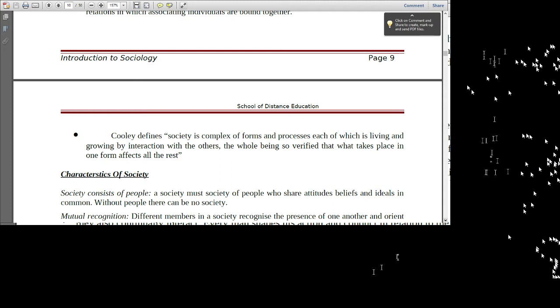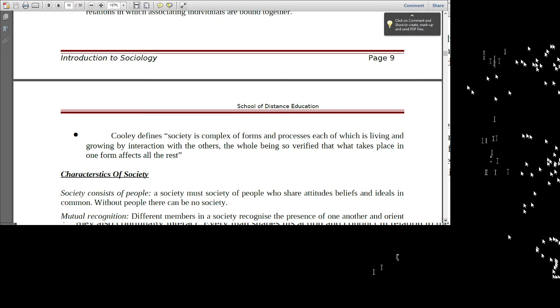We can see the society has a system of complexity, and there are some complex forms and processes. Social processes are very complex, and each of which is living and growing by interaction with others. How are human beings growing? This is because of the interaction with others. The whole being so verified that what takes place in one form affects all the rest. That is a system of relationship. Society is a system of relationship or web of relationship.